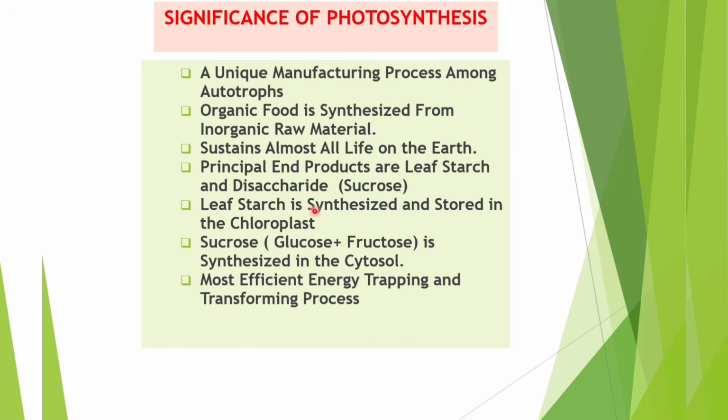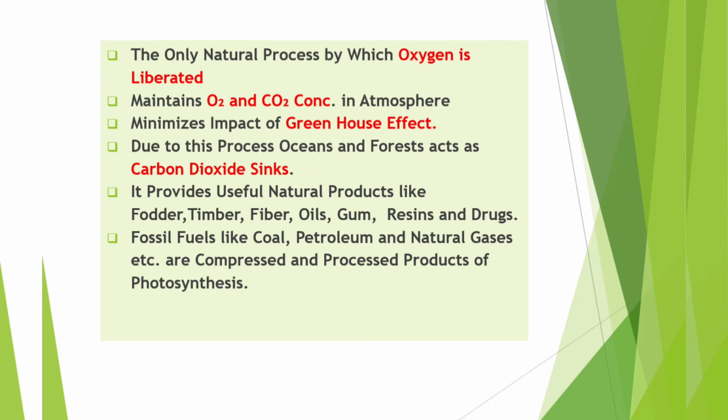Leaf starch is synthesized and stored in the chloroplast, and sucrose, that is glucose plus fructose, is synthesized in the cytosol. And it is the most efficient energy trapping and transforming process, as we have understood. Then, it is the only natural process by which oxygen is liberated. Also, because of this process, it maintains the oxygen and carbon dioxide concentration in the atmosphere.